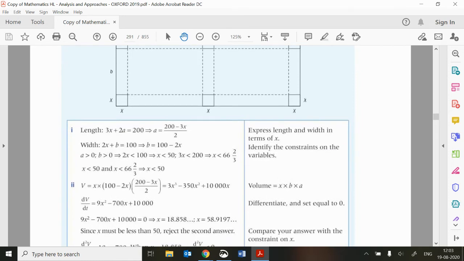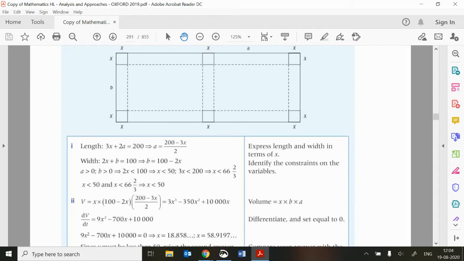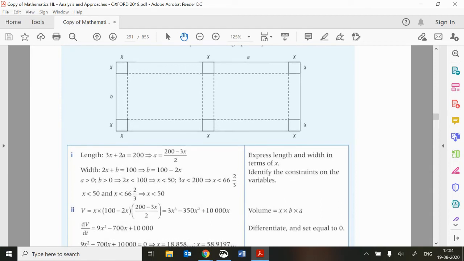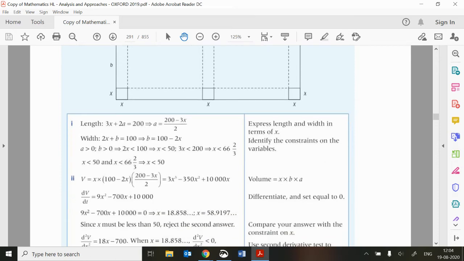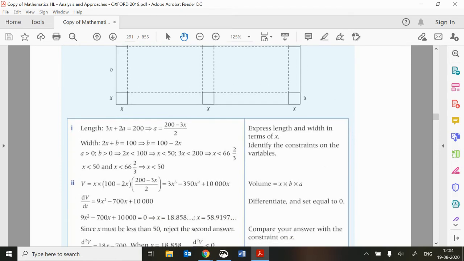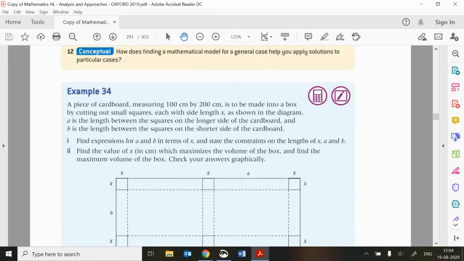So yeah, they're coming up with the same condition for x. X is less than 50. They're also mentioning that x is less than 66 and 2/3. And they're saying that a is greater than 0 and b is greater than 0. They're not putting on the constraint that a and b need to be less than 100. I think they really should do that. Okay, so part two is saying find the value of x which maximizes the volume of the box.